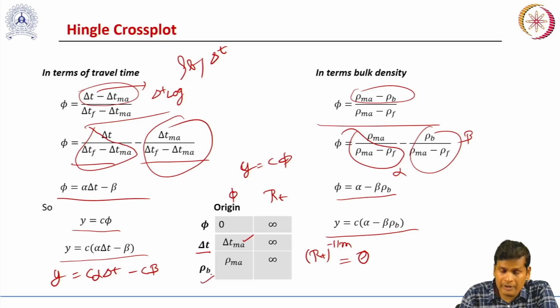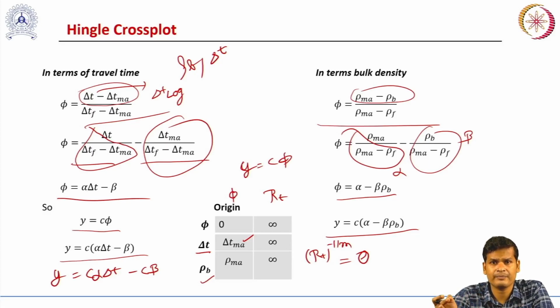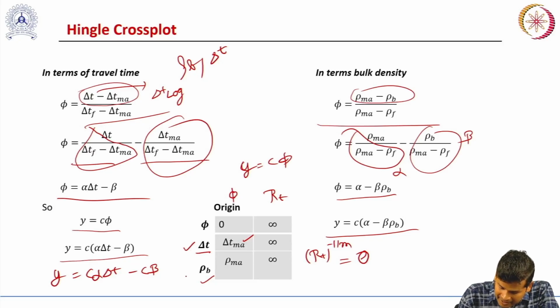Similarly, if I am plotting the graph in terms of bulk density, when my porosity should be 0, when I have only matrix, that means the bulk density should be equal to what? Our matrix density of the formation. So this way the plot can be plotted in terms of delta t or rho b, and the origin point can easily be defined or used to locate the delta t ma and rho ma.